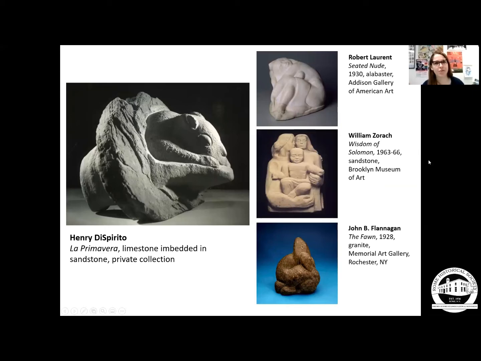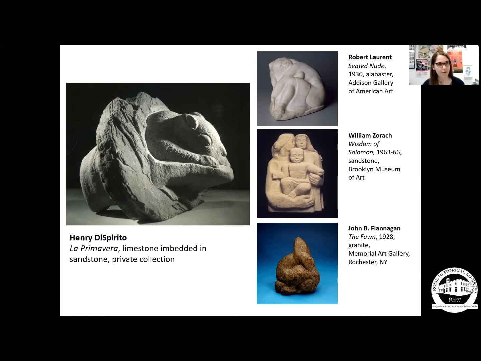DiSpirito is best known for his work in the direct carving method of sculpture. This means that he chose a rock or later in his career, a piece of wood, and he would carve away from it to reveal the sculpture that he saw hidden inside. So you can see an example of his work on the left. That's a work called La Primavera, which is limestone embedded in sandstone, which he carved away to reveal the squirrel figure.